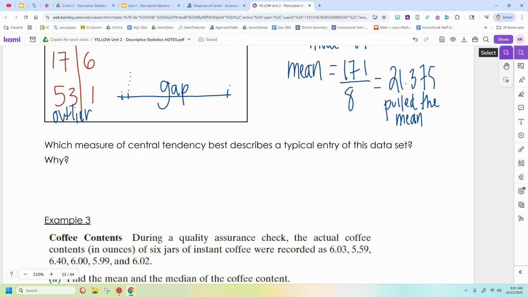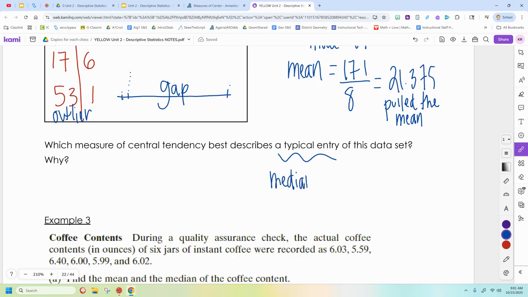So which measure of central tendency best describes the typical set of data? It would be the median, because there is an outlier. Because the extreme outlier teacher in the room. Okay.